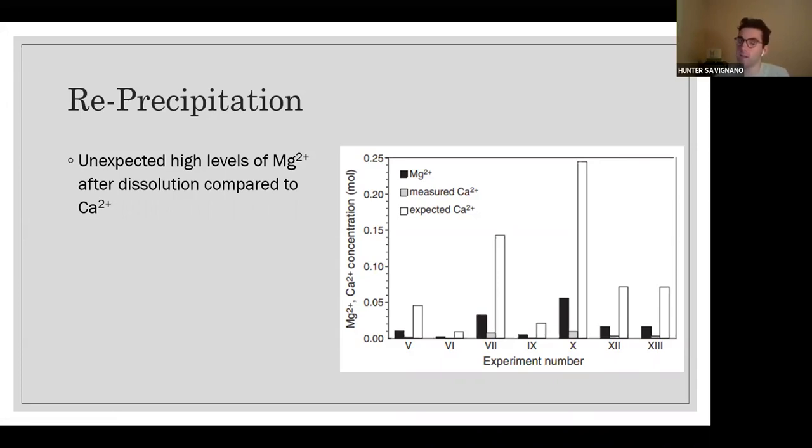And what they actually found was happening was when that high magnesium calcite was being dissolved, it would actually reprecipitate into low magnesium calcite, which is much more stable as opposed to the high magnesium. So what's happening is the magnesium ions are entering the water, while the calcium ions are entering the water and then immediately being taken away and forming the low magnesium calcite.